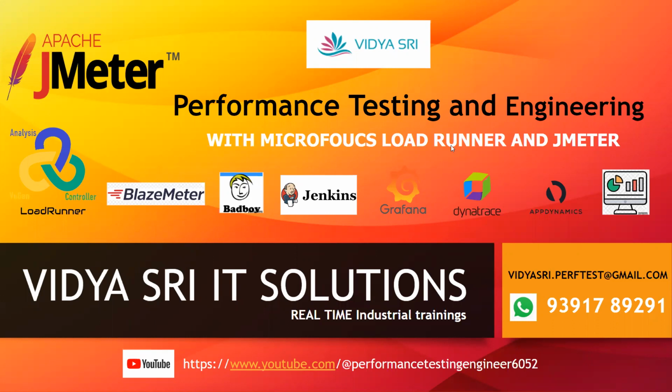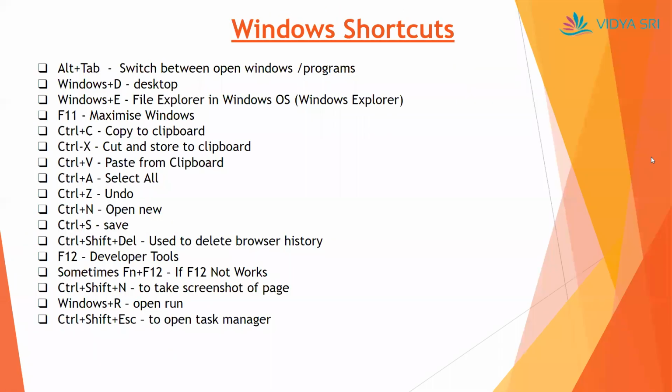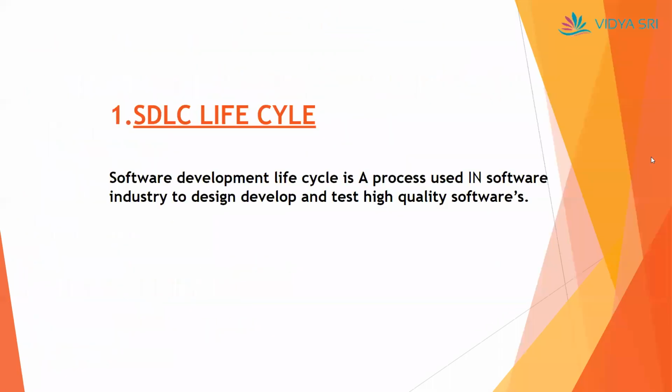So please don't mind. I hope all these things are very well known, as you are already working in some organizations. So this theory part I will speed up very fast, and whenever we enter the actual JMeter and the correlations, I will slow down. Okay. Yesterday we just discussed very basic things, right? So today I would like to talk about the SDLC life cycle.